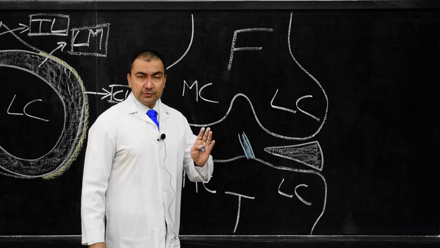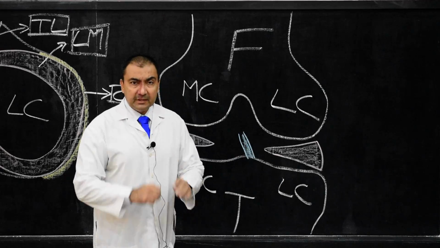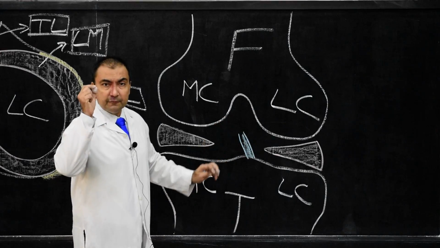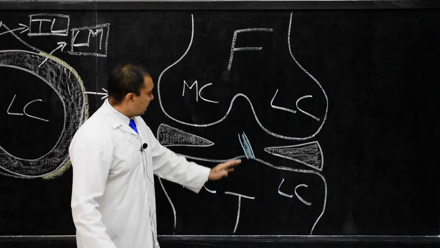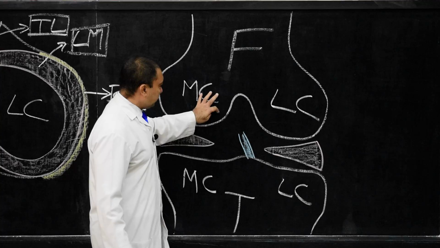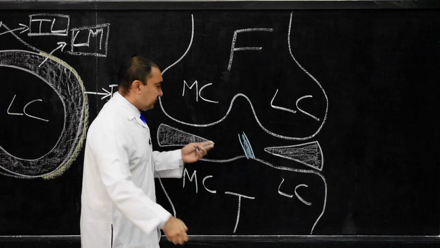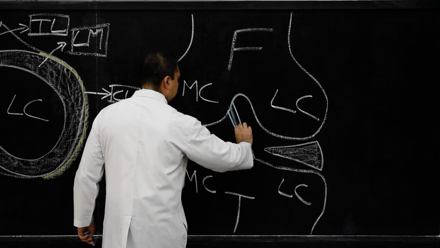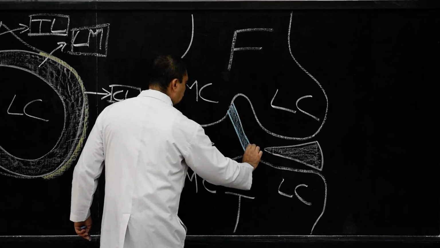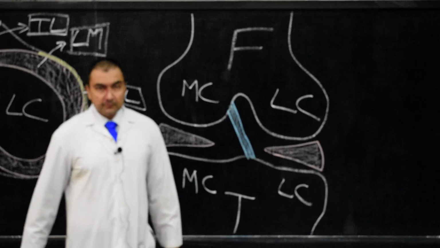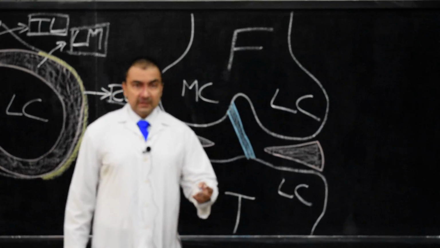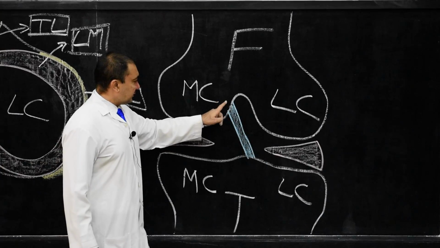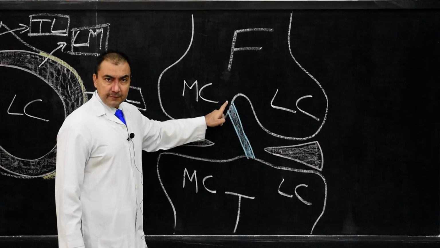Above it will be attached to the lateral surface of medial condyle of, not tibia, but femur. So above it will be attached to the lateral surface of medial condyle of femur. Therefore, it will be attached in this way. This is posterior cruciate ligament that we have already discussed.